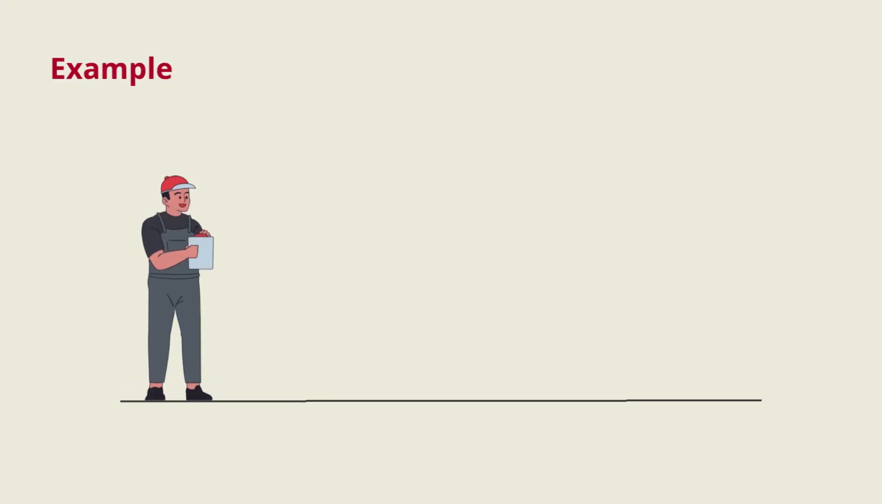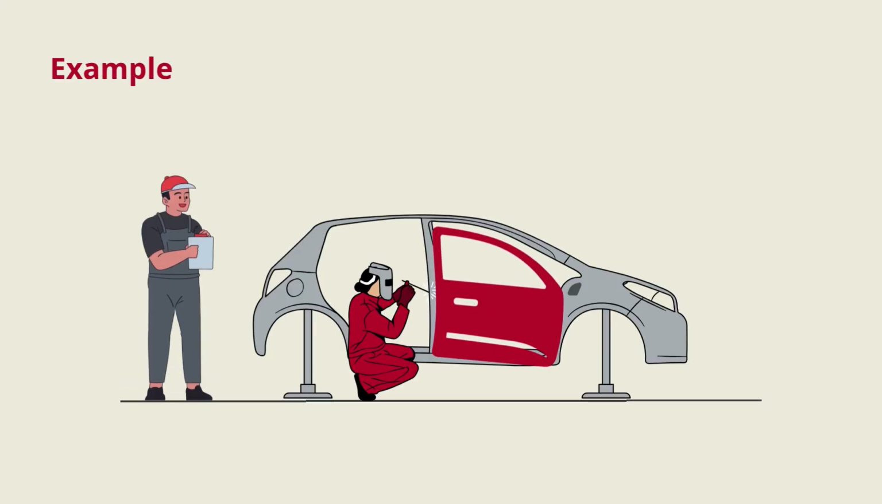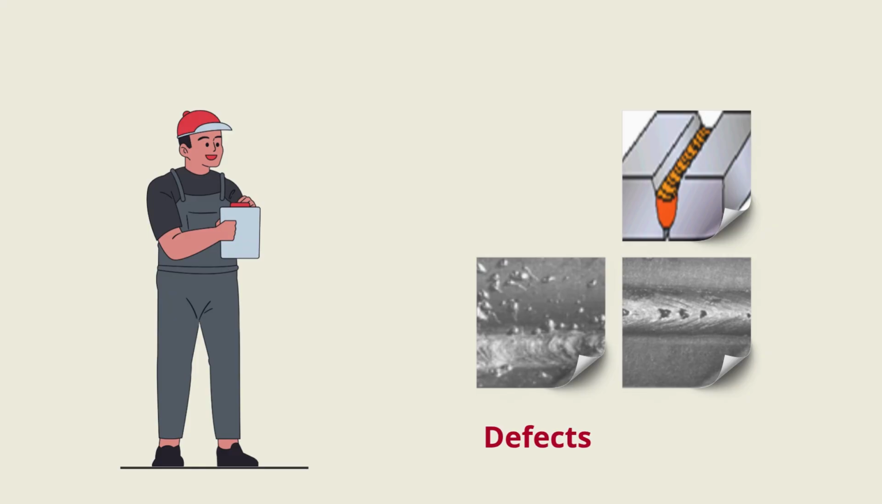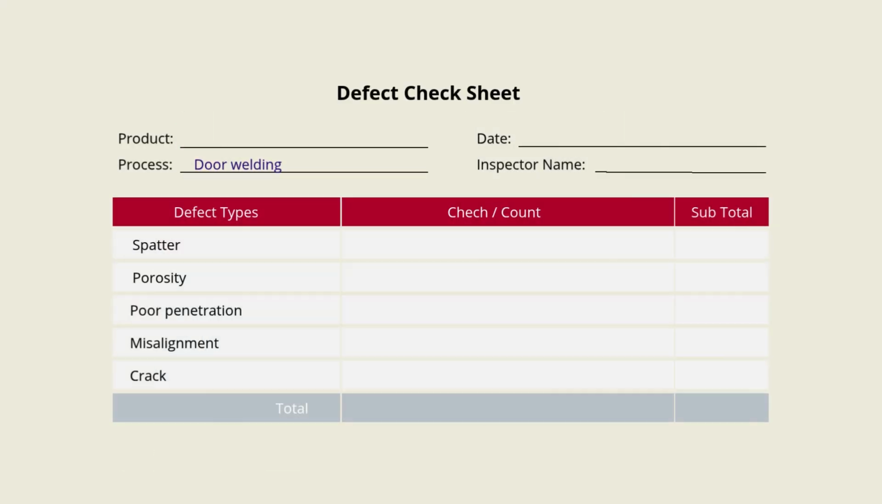Now let's take a real-world example. Imagine you are a quality engineer in the door welding process of a car assembly line. Operators notice defects like spatter, porosity, poor penetration, misalignment, and cracks. You design a simple check sheet. Each time a defect appears, the operator adds a tally mark. At the end of the week, you summarize the data.